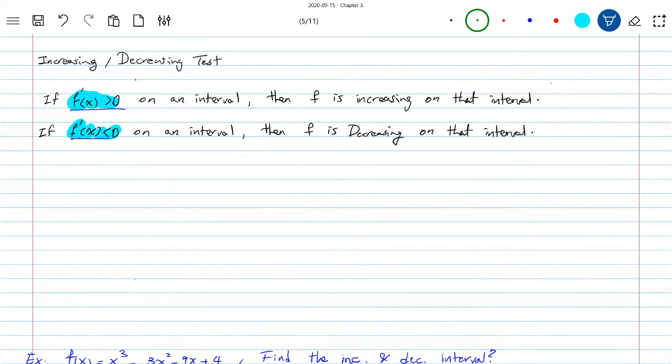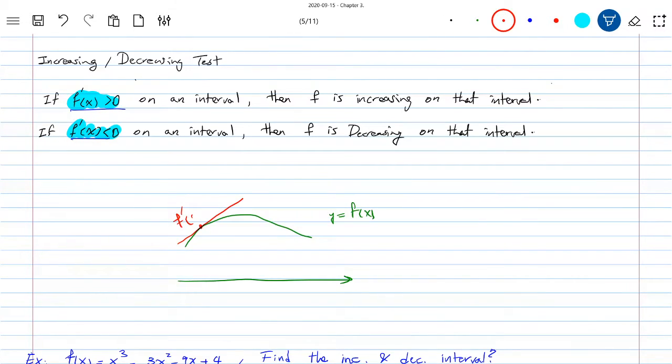So let's assume you have a graph. You have the graph of f of x. Here is f of x. Somehow it looks like this, y equal to f of x. If you look at the derivative at this point, for example, here's the tangent line. The derivative at that point x is basically the slope of the tangent line at that point.